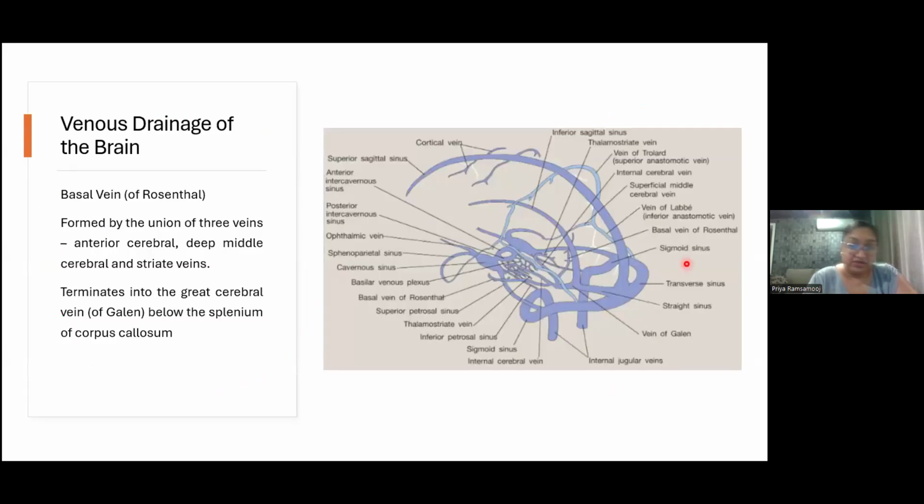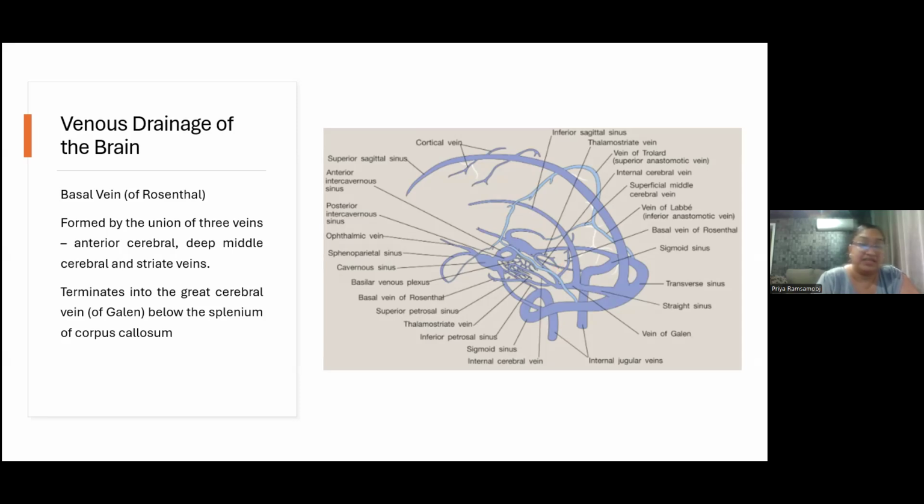Basal vein of Rosenthal, and you see it right here. Now, this is formed at the base of the brain in the region of the anterior perforated substance by the union of three veins: the anterior cerebral, which I just mentioned, the deep middle cerebral, which I told you ran in the deep portion of the lateral sulcus, and the striate veins. And these striate veins, they come from right there as well. They come from the anterior perforated substance. So together they run posterior. They unite to terminate into the great cerebral vein of Galen below the splenium of the corpus callosum.